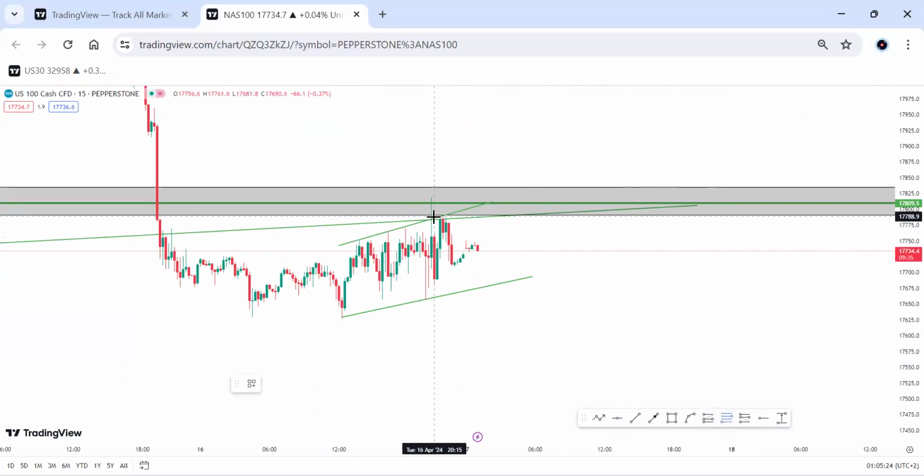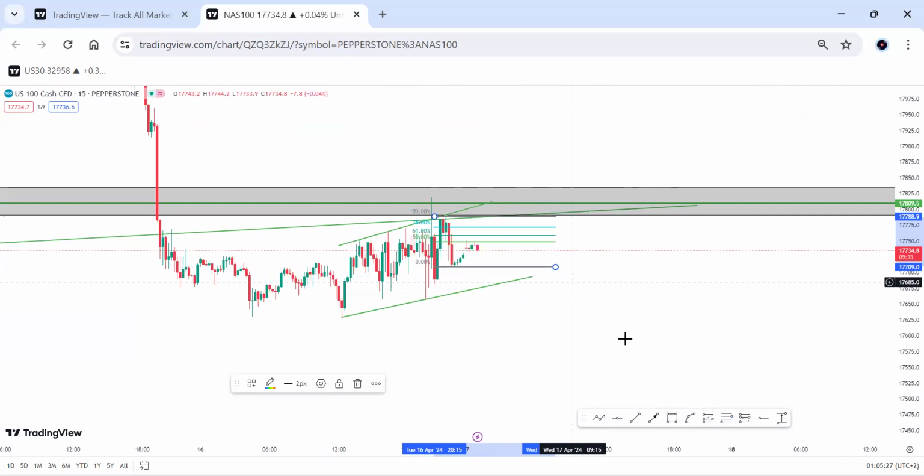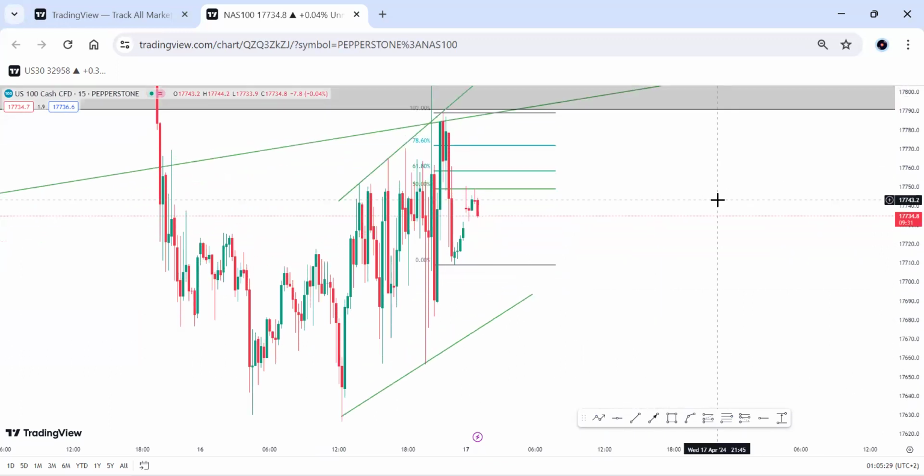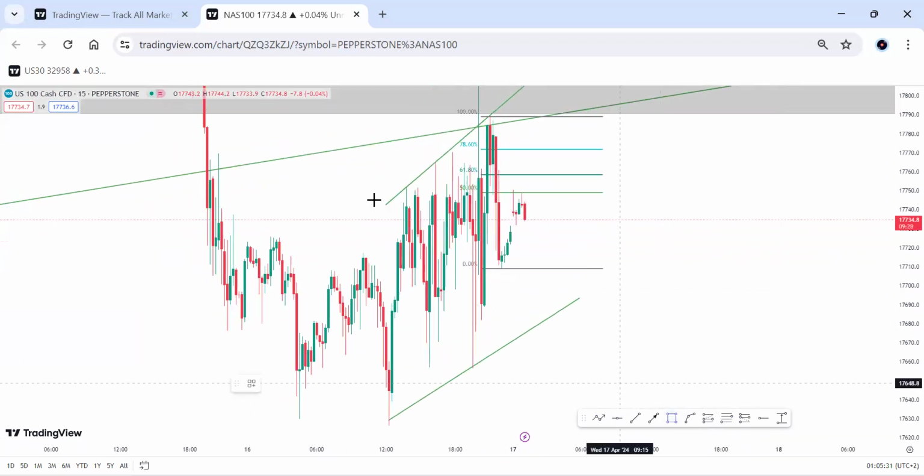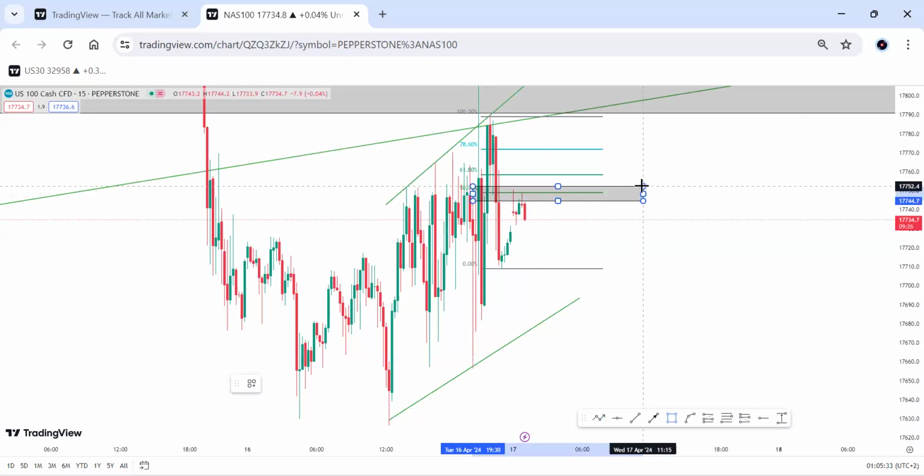let's just apply the Fibonacci, guys. This is how I trade NAS, right? I'm just giving you guys a key idea of how I trade Nasdaq, right? So we do have the 50% Fibonacci there.